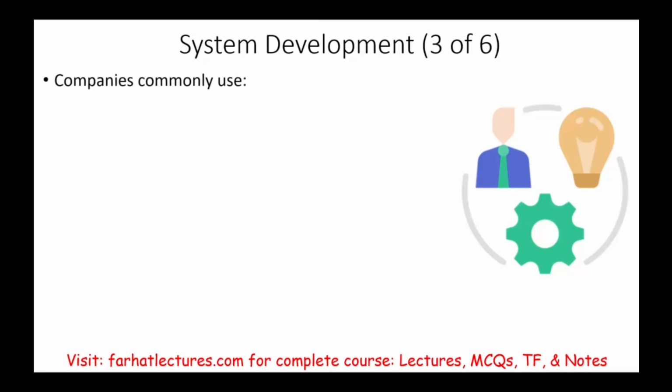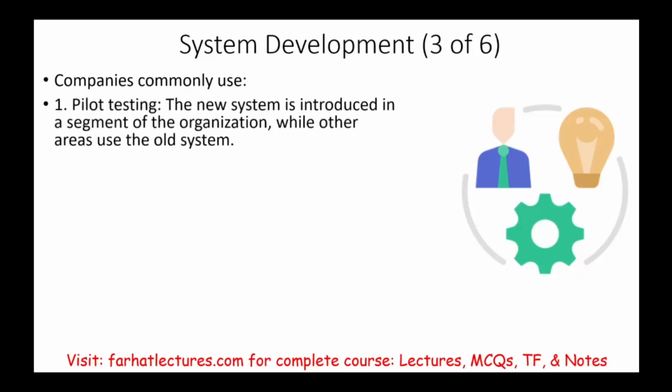When it comes to system development, you might have to introduce a new system, whether you bought or developed it. There are two methods to introduce the new system. You could use pilot testing, where the new system is introduced in a segment of the organization. You might have 4 or 5 different segments or divisions. You will use the new system in one segment and wait to see how it goes. If all goes well, then you will go ahead and use it in the other segments, while you're using the old system in the remaining segments.